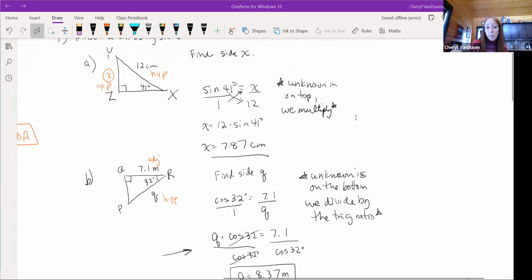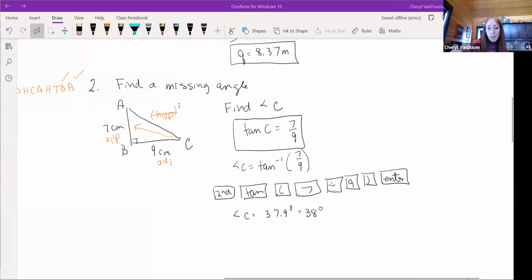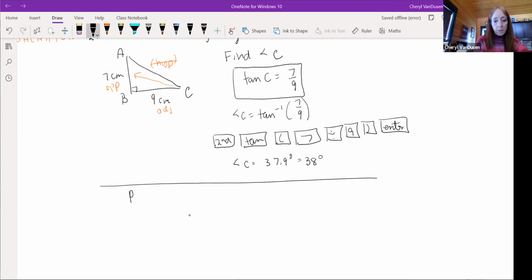Okay, so we've done the basics here. We've found missing sides, we've found missing angles. The one thing we haven't talked about that we should just briefly talk about is Pythagoras. Pythagoras is another way of finding missing sides if we don't have anything to do with angles. We're just talking about sides. Let's do a very brief look at Pythagoras.